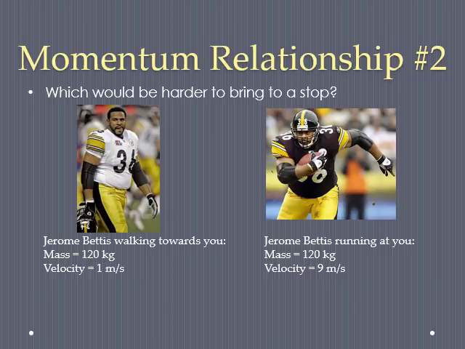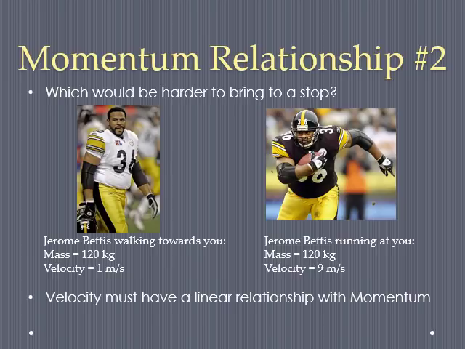So which one of those two football players would be harder to bring to a stop? Probably pretty obvious to you. The second Jerome Bettis, the running one, would be harder to bring to a stop because he has a much higher velocity. So the bigger the velocity, the bigger the momentum, which means there is also a linear relationship between velocity and momentum.